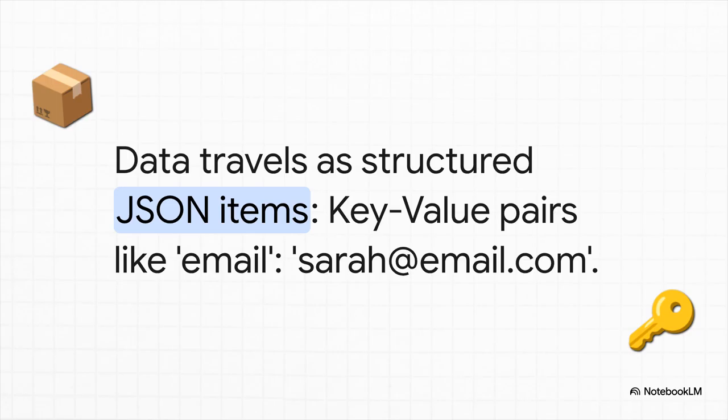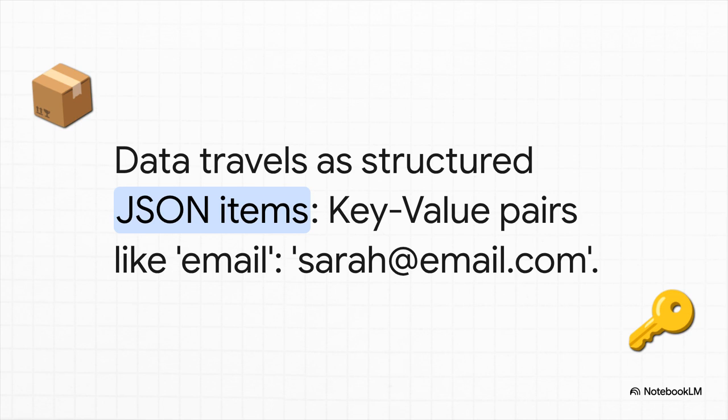Well, when a trigger fires, data travels through the connecting lines on your canvas as structured items in a format called JSON. Now, do not let the technical acronym scare you. It's simply a way of organizing information using key-value pairs. The key is just the name of the information, like email, and the value is the actual data itself, like sarah@email.com. You seriously don't need to write a single line of code to use this, you just need to be able to read it.